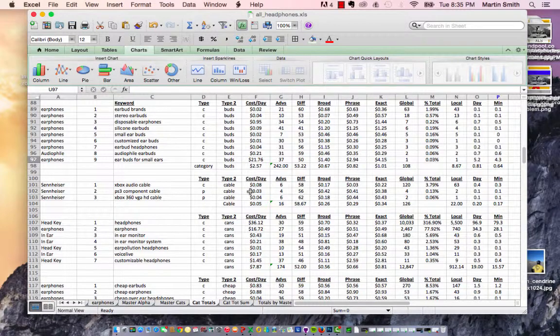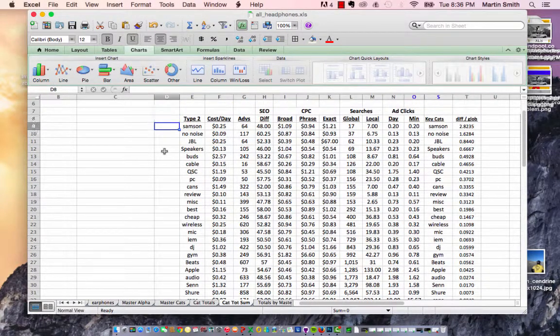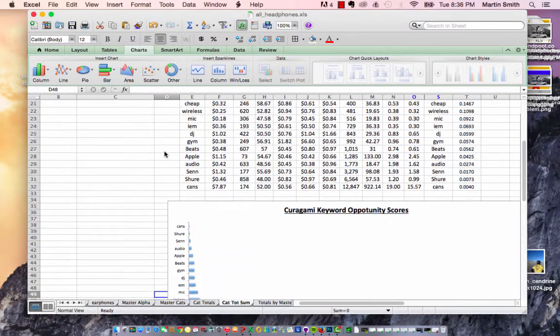And so we can see that for PC cables, the cost per day is this. There are this many advertisers. The SEO difficulty rating is this. This is their broad phrase and exact estimated cost. These are their global searches on a daily basis. And here's some other information. And so once we start to categorize information, we can then summarize and get subtotals. Once we have subtotals, we can begin to cut out detail data and just look at the totals. Really what we're doing all this work to do is get to a picture. That's really how you cut big data down to size.